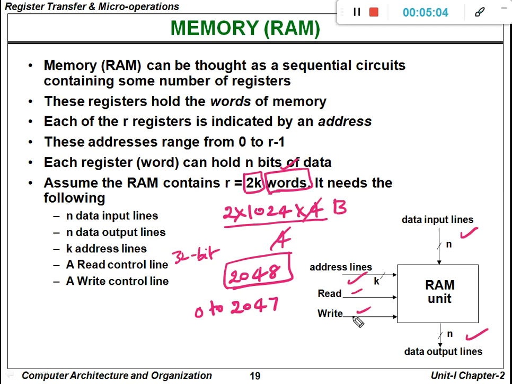Read operation means we are going to fetch particular information from an address location and store it in a register. Write operation means we are going to store the content of a register into the memory location. So these are the things we need to know about the main memory or RAM.